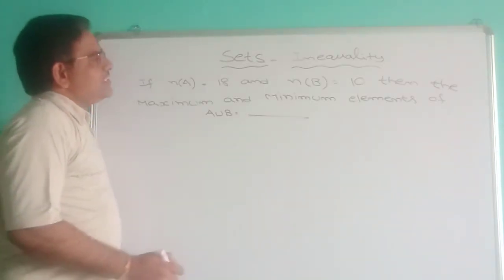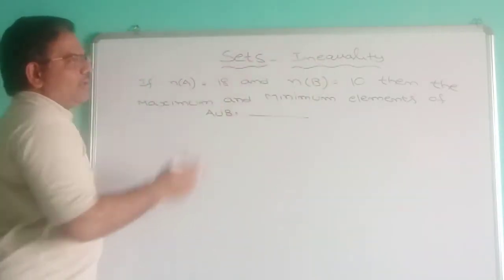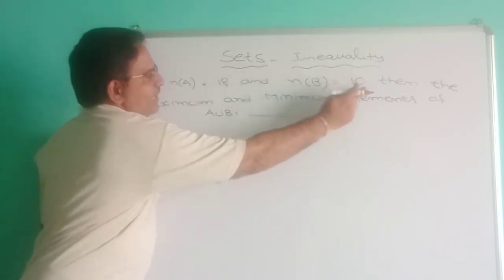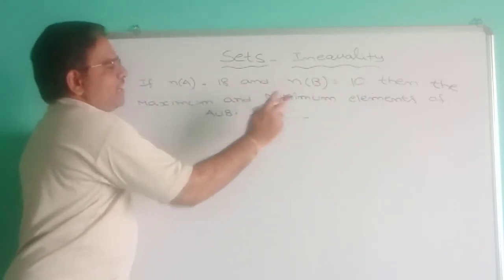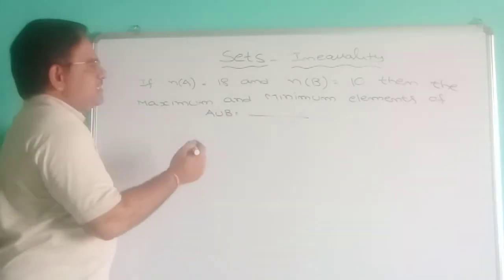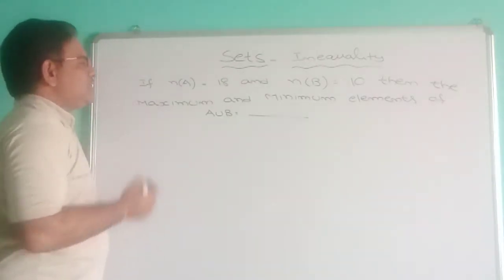Now see the second problem. Sets and inequality concept. If n of A equals 18 and n of B equals 10, then the maximum and minimum number of elements of A union B equals dash. That means this sets question is linked with the inequality chapter. How to solve this question?